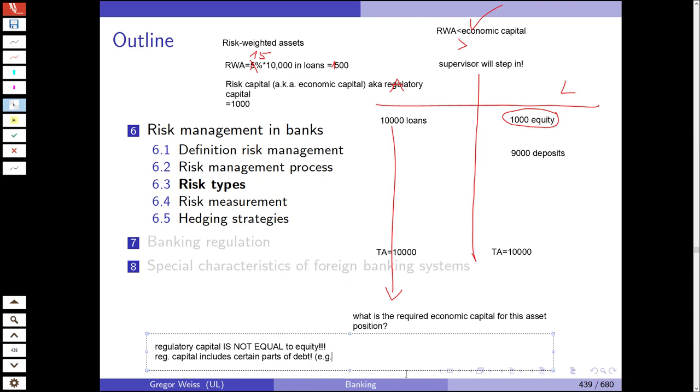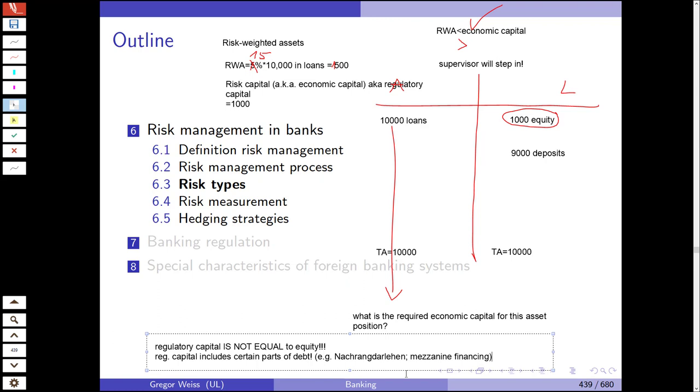For example, German Nachrangdarlehen, which is a debt, which is a liability that is not senior, that is not due for repayment immediately in case of bankruptcy, but which is closer to default. So mezzanine financing is also partly included in regulatory capital.